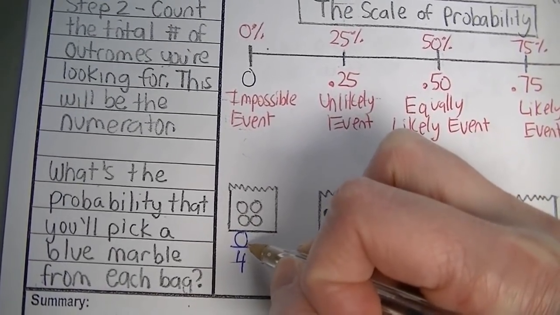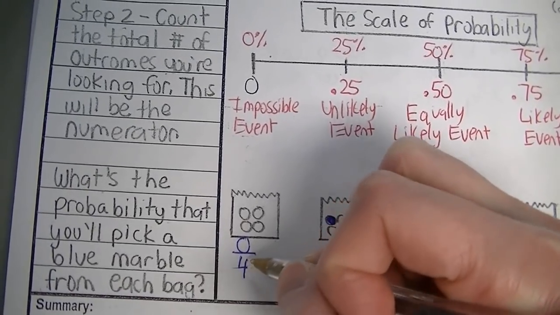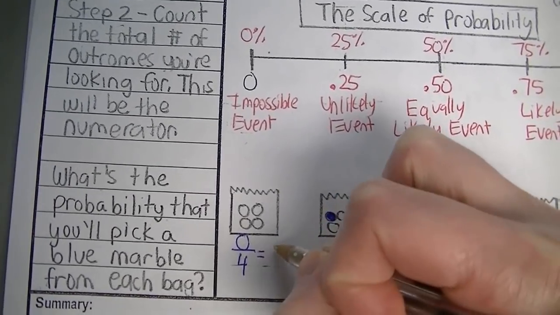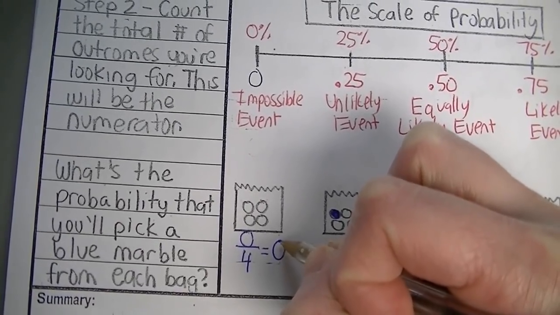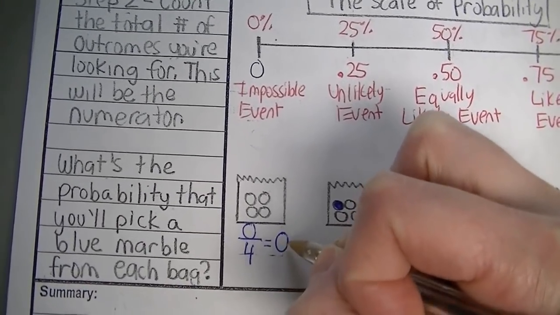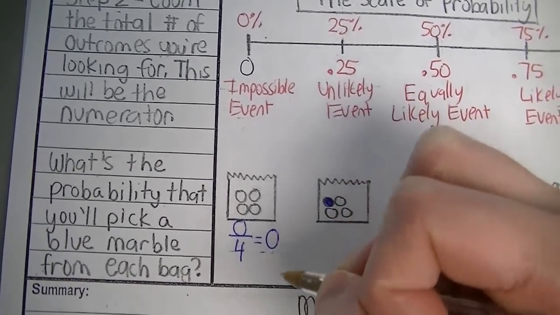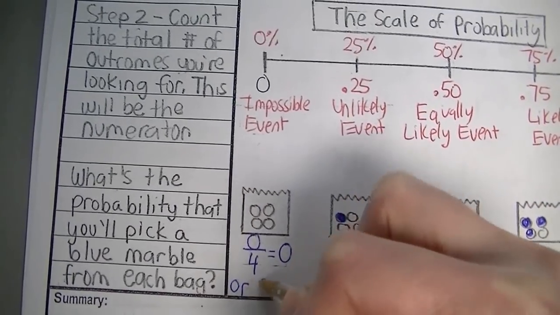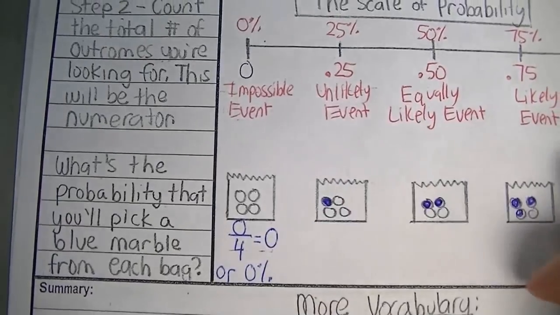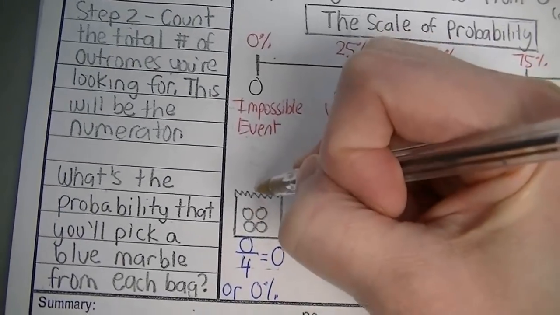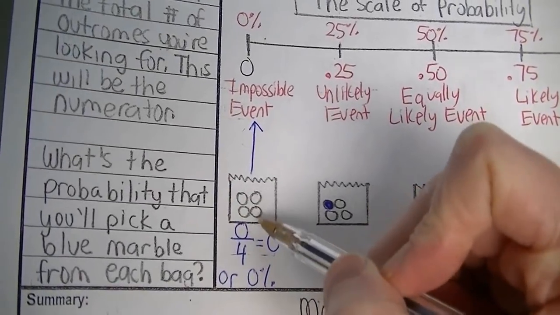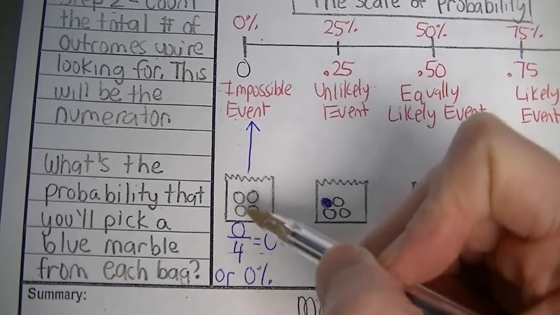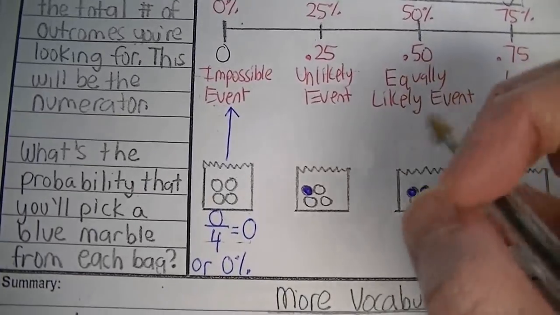Well, to find this as a percentage, you just go 0 divided by 4, and that'll give you the decimal version of the percent. Then from there, you would multiply that decimal by 100 to get the percentage. So 0 as a percentage is 0%, okay? And so we know this scenario right there is an impossible event. That's totally not going to happen. You're not going to select a blue marble from this bag of all white marbles, okay?